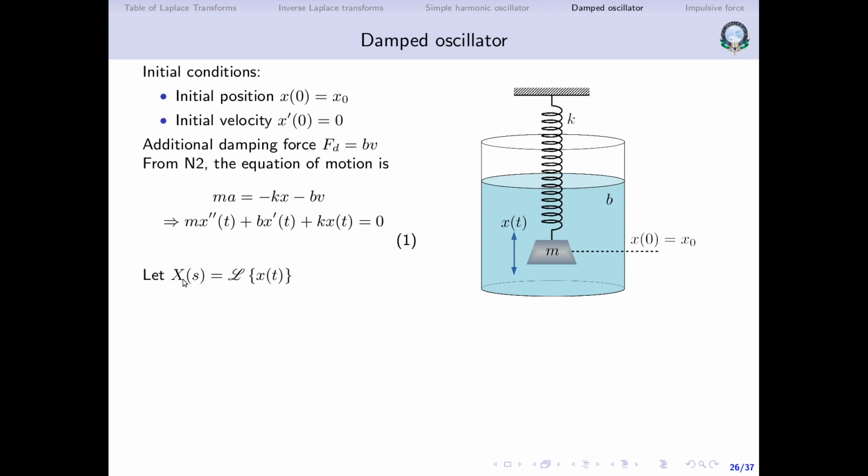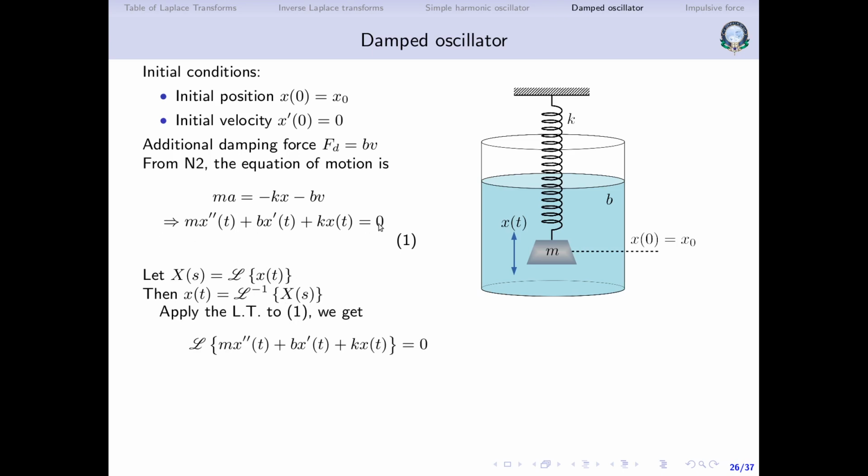Now let capital X be the Laplace transform of the position function. That is, capital X is the Laplace transform of small x. Then small x will be the inverse Laplace transform of capital X as before. So we apply the Laplace transform to equation number 1. The entire left hand side must be equal to 0. So we can use the linearity property again. This will give us m times the Laplace transform of the second derivative of x, plus b times the Laplace transform of the first derivative of x, plus k times the Laplace transform of x itself, which must be equal to 0.